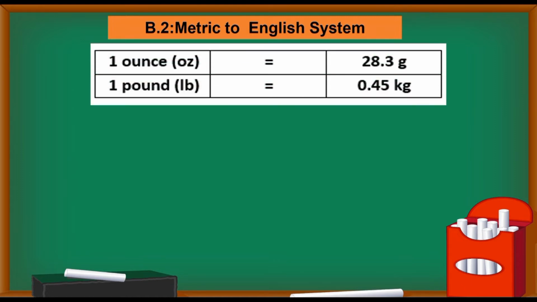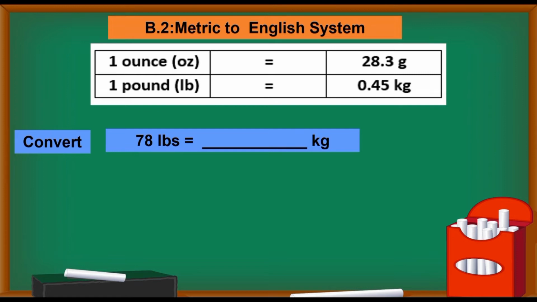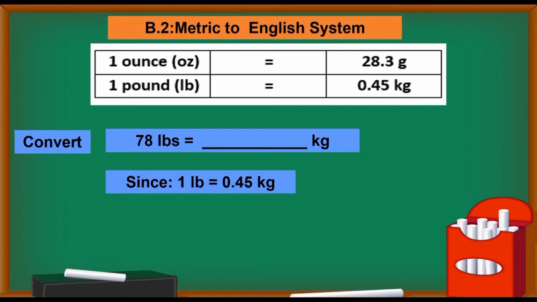So, let us have metric to English system. Tandaan natin that in every 1 ounce, there is 28.3 grams. In 1 pound, there is 0.45 kilogram. At tandaan po natin, ang 1 kilogram ay equal kay 2.2 pounds. So, let us convert. In every 78 pounds, how many kilogram? Since ang 1 pound ay equal kay 0.45 kilogram, ang gagawin po natin ay 78 times 0.45 kilogram.